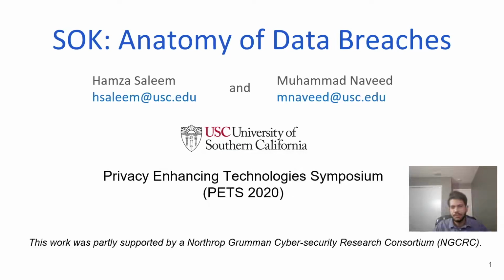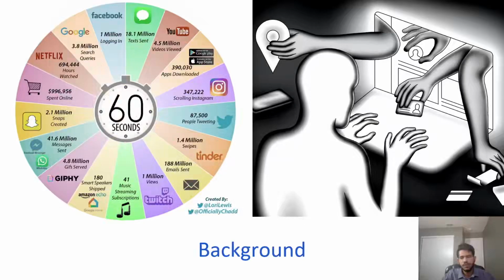So let's get started. I'll start off by giving you some background. We all know that we are living in the age of big data, where companies and governments today have greater access to our sensitive data than ever before in our history. This data includes personally identifiable information, data about our medical records, our financial data, even data about our location. This listing on the left side can give you some idea of how much data each of these big companies are collecting from us each minute.